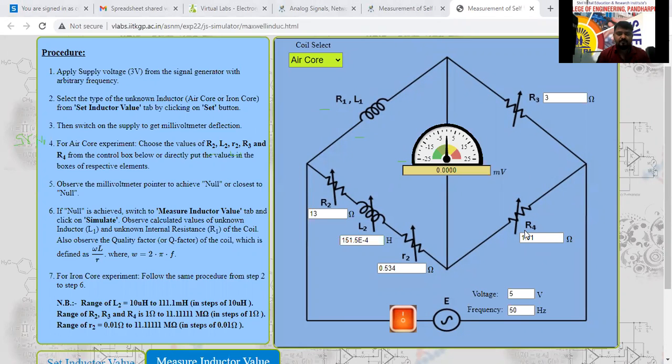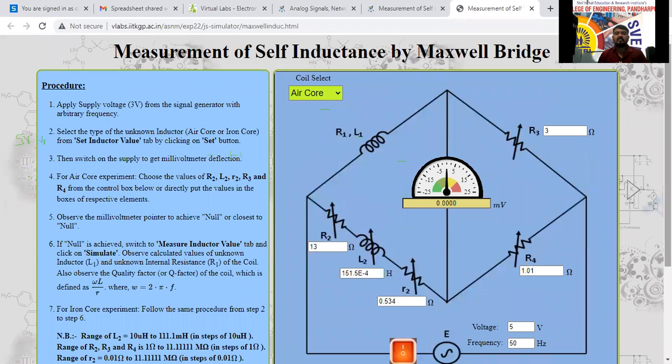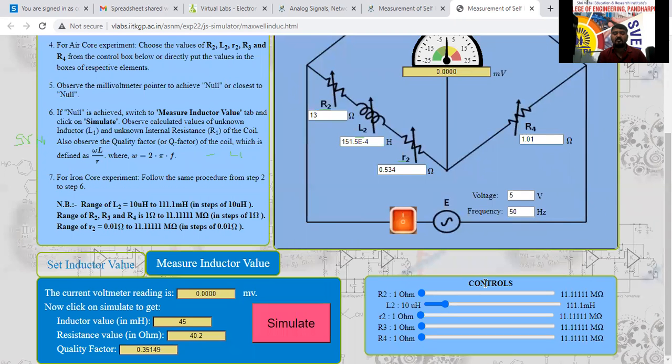Okay. So this is experiment number 6, that is measurement of self-inductance. Again, experiment number 6 is not complete. This is only the Maxwell inductance bridge. In the next week, we will discuss the Maxwell inductance and capacitance bridge. After that, you can complete the write-up part. Okay. We'll stop here only and we will continue in the next practical.